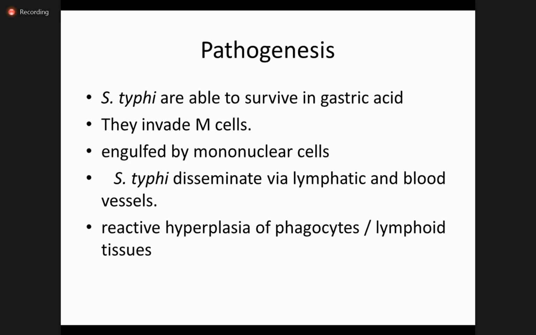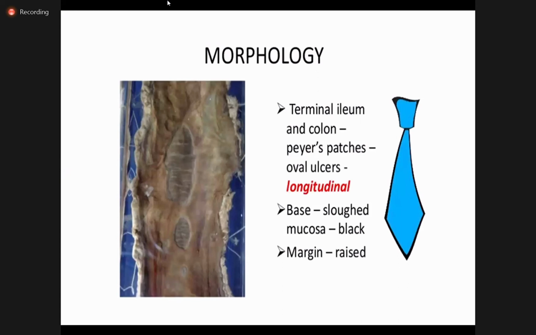S. typhi is one of the toughest bacteria that can survive the gastric acid environment of the stomach, and they invade the mononuclear cells and disseminate, or spread, throughout the body by the lymphatics and the blood vessels. So it causes reactive hyperplasia of phagocytes and lymphoid tissues. Morphology: the important thing is that it causes longitudinal, oval ulcers. You can see this, it is very obvious, in the terminal ileum and the colon Peyer's patches, there are longitudinal ulcers. The ulcer margins are raised and the base is sloughed, it is not prominent and is sort of blackish in color, but the margins are quite raised. So it is well appreciated over here.